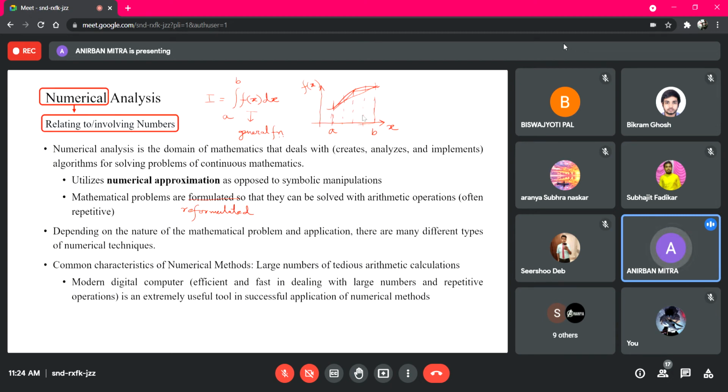With the help of these high computation capability computers, different types of numerical methods can be successfully applied to different fields.